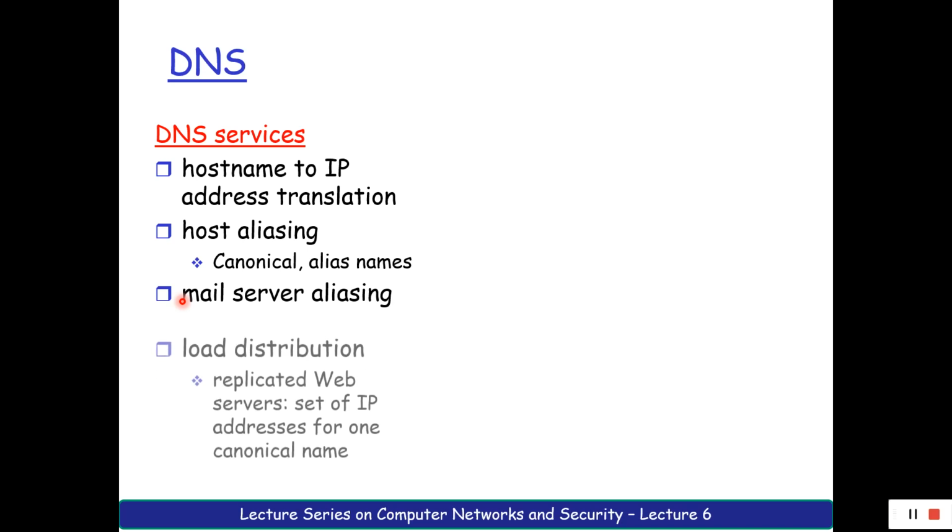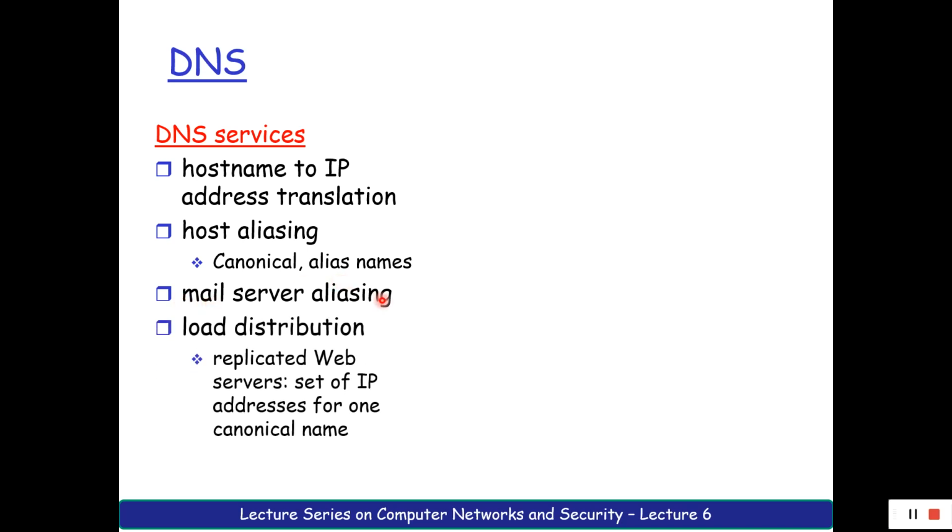DNS can also provide mail server aliasing. The best example is Yahoo. Yahoo started with mail servers wherein they had their email IDs with the extension yahoo.com. After some time they changed their server to yahoomail.com. After that they went on to ymail.com. All three are mail servers working under Yahoo, with the same services. That is called mail server aliasing. This is also a service provided by DNS.